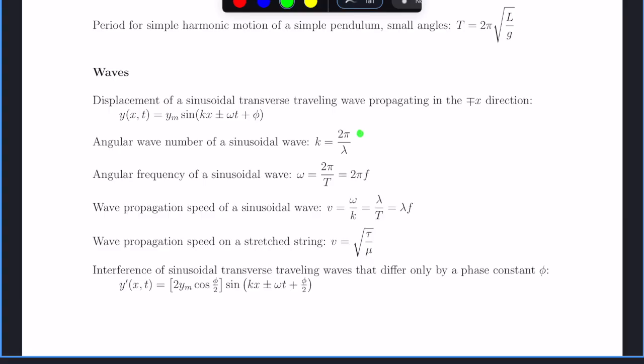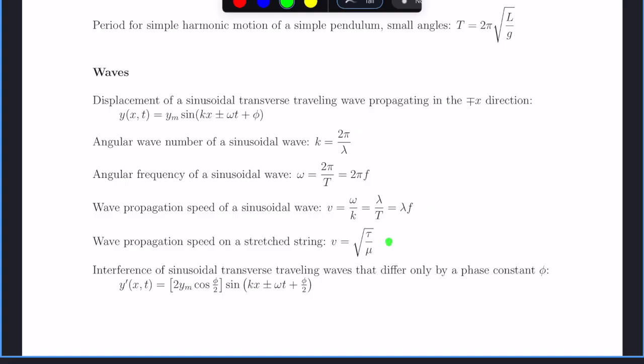We do have the definition of wave number in terms of wavelength. Again, the angular frequency stuff is on there yet again, and the different ways that we could define the wave speed for a sinusoidal wave, generally.